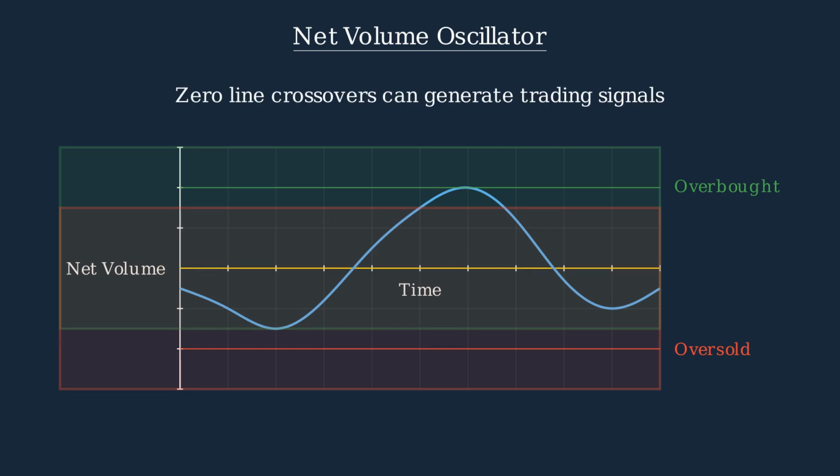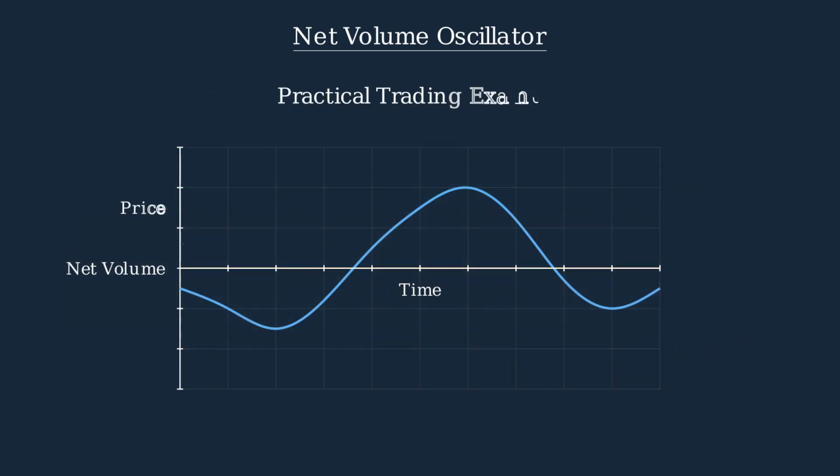Zero-line crossovers are important trading signals. When the oscillator crosses above zero, it can generate a buy signal. Conversely, crossing below zero may indicate a sell signal. Let's look at a practical trading example to see how the net volume oscillator generates trading signals. Notice how crossovers align with significant price movements.